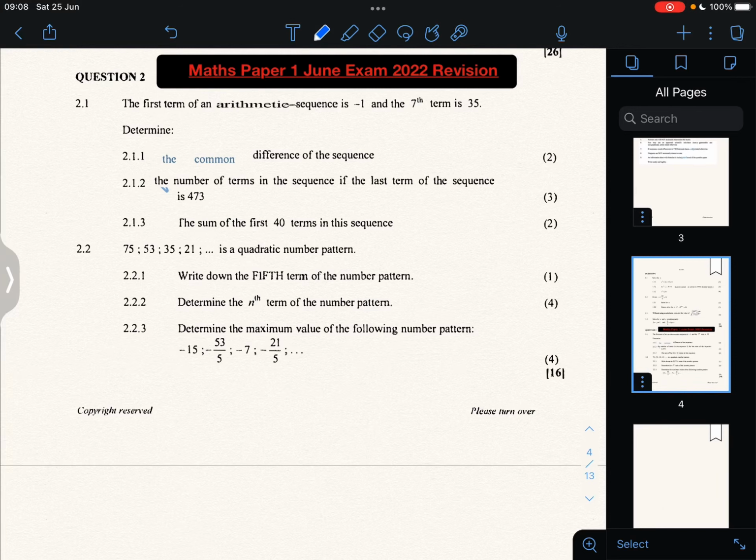Hello, we are back, continuing with the revision for Maths Paper 1 June exam. So question 2 now, arithmetic and quadratic sequences. Let's do these questions and see.